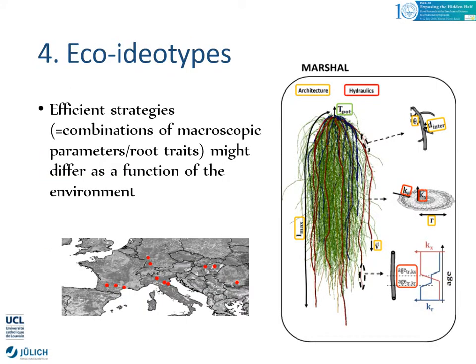Now let's speak about eco-ideotypes. What is the idea behind eco-ideotypes? It is that the efficient strategy might differ as a function of the environment. So what we did here is to go back with the data set we had from the DROPS project. We have different fields throughout Europe where we have the climatic data, we also have the soil characterization, and we try to see how the different genotypes that we can create now with combinations of traits, how these different genotypes or virtual genotypes develop between these environments.